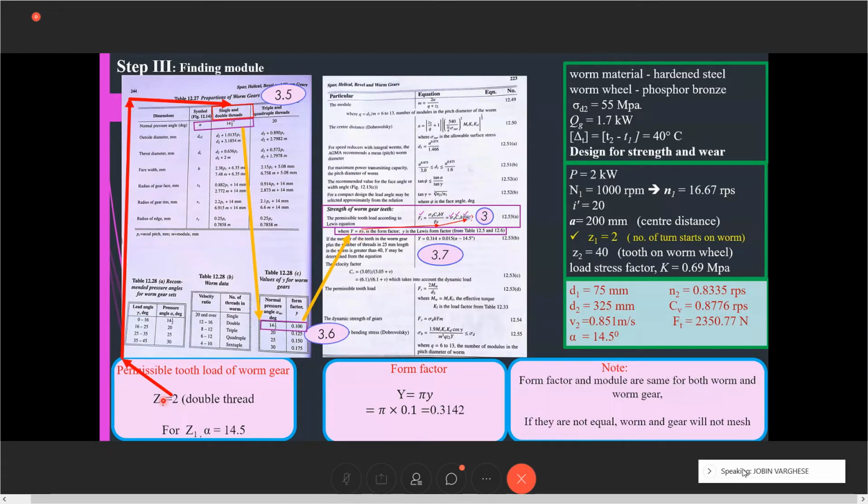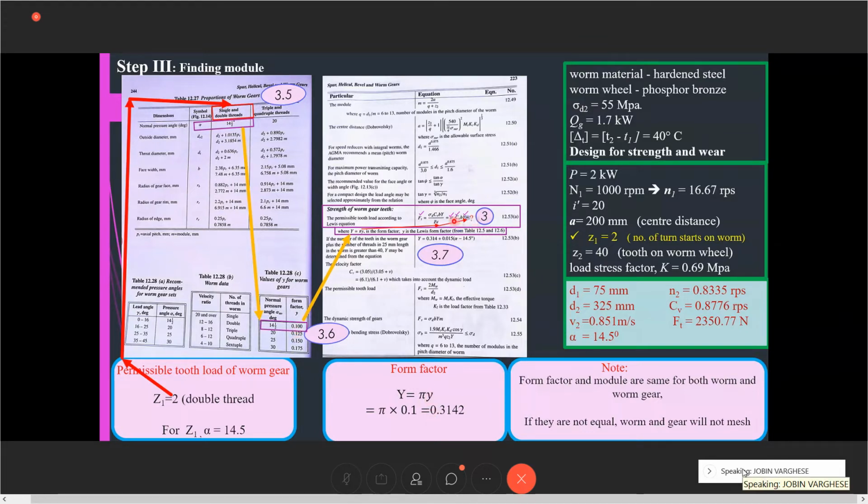For that one, first we have to take Z1 equal to 2, this is the number of threads. So we'll go into this one and see single and double threads. In the page number 244, single and double threads, we have to get the pressure angle alpha. When we get the alpha, we have taken from this table 12.28, that alpha is equal to 14.5. And we are choosing 14.5 and Lewis factor Y is found from this. And this Y is substituted here, pi into Y, so we can get Y equal to pi into Y, there is 0.1. So we have calculated the form factor.